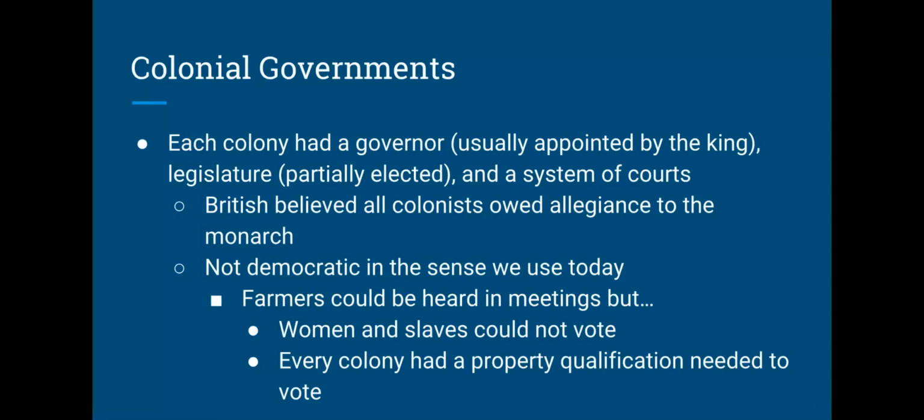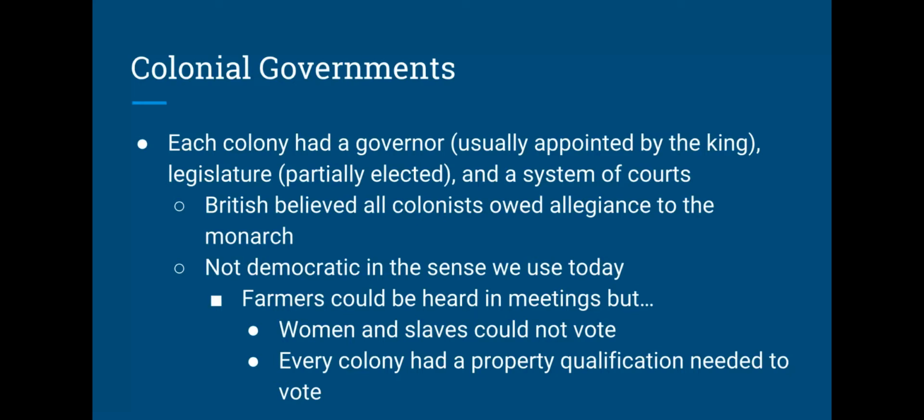We finished up with the Enlightenment and the ideas of Locke, Hobbes, Rousseau, Montesquieu, and kind of the impact they had on American government. In looking at colonial government, each colony had a governor, which was usually appointed by the king. They had a legislature, which was partially elected, partially nominated by the governor. And they also had a system of courts.